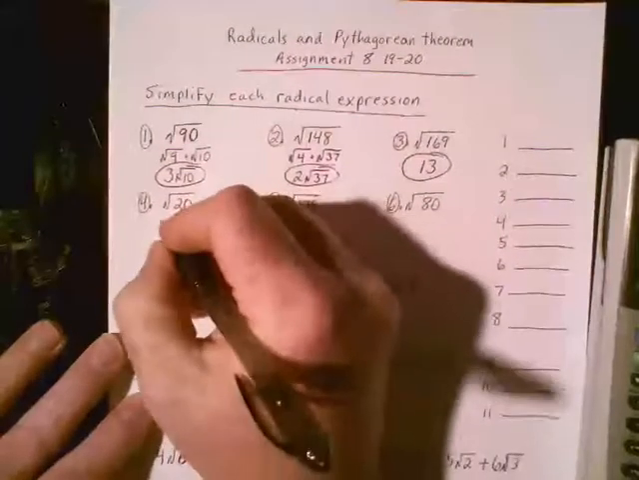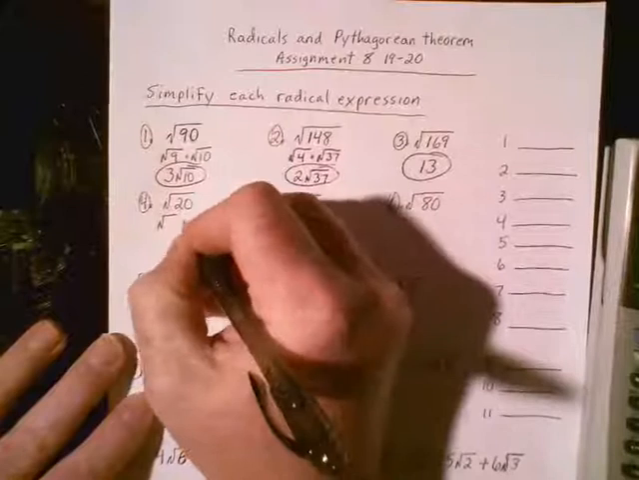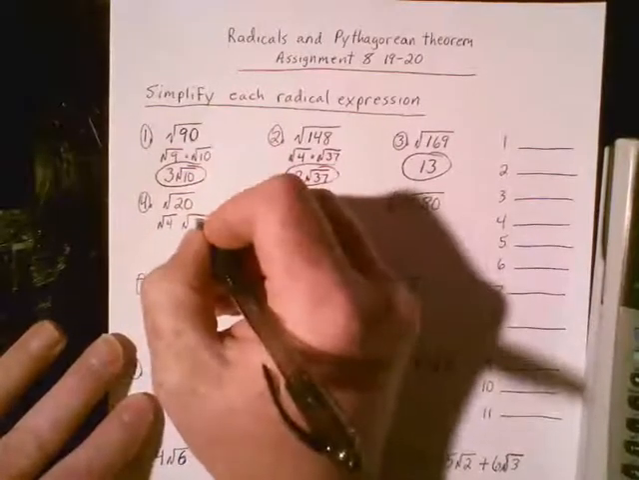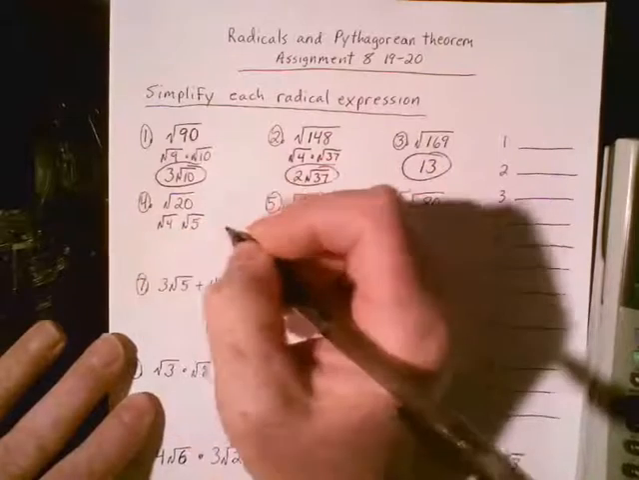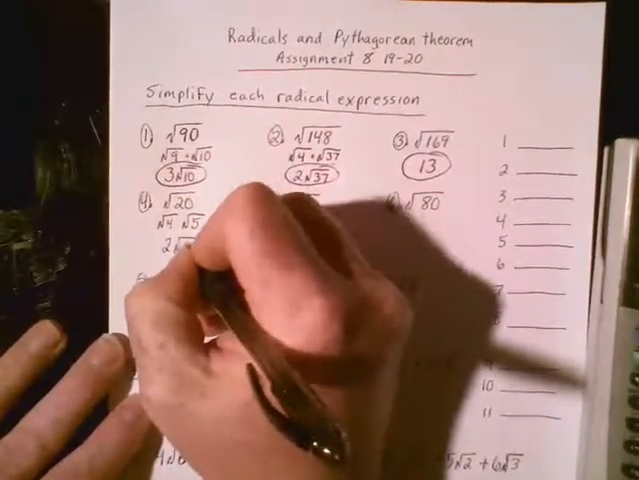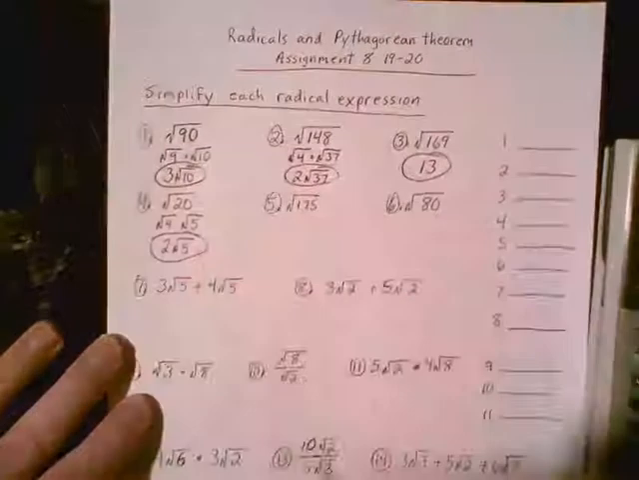20. Break that down. I think we did this on the examples. 4 will go into that, so we break it down in 4. Square root of 4 times square root of 5. Square root of 4 is 2. That comes out of the radical. Square root of 5 stays under it. That's your simplified form.